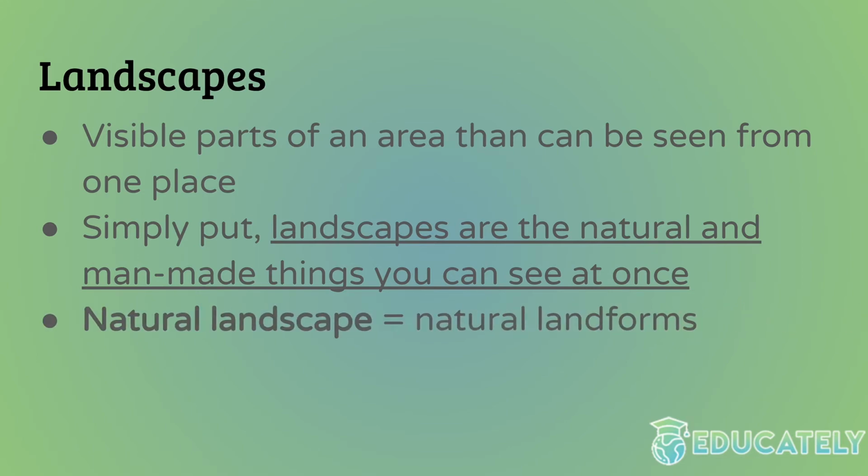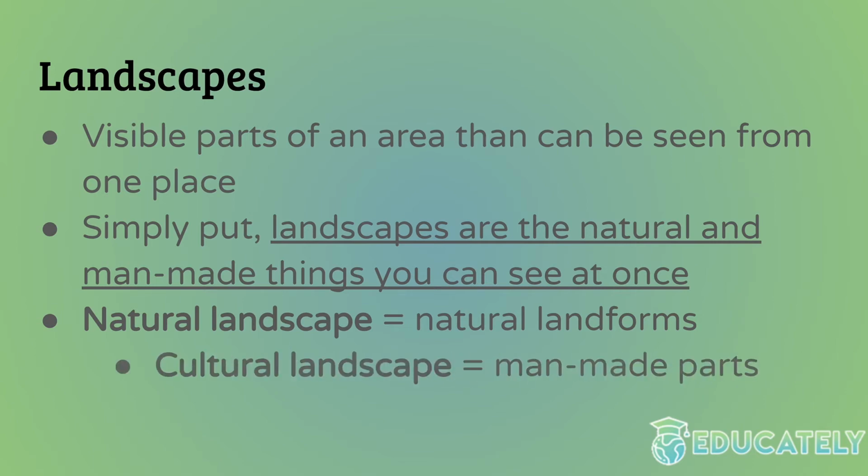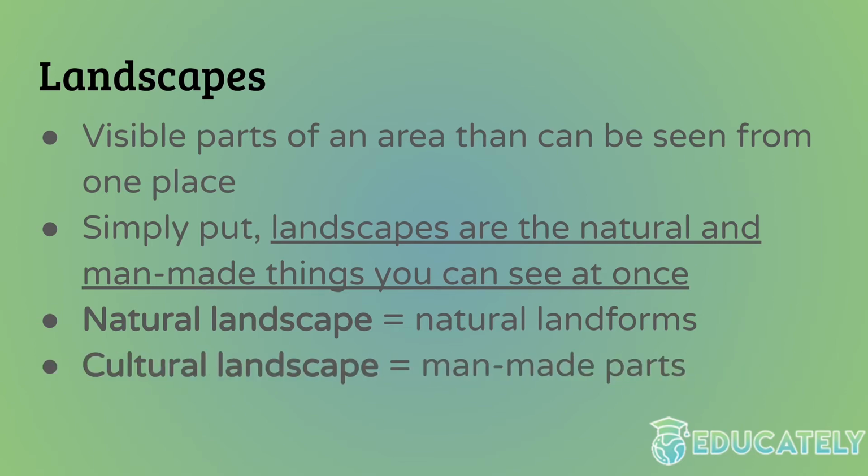First one is called natural landscape. It's basically the natural landforms, so the things created by nature that are there. You can also talk about the cultural landscape, which is specifically the man-made and human-manipulated parts of what's around you. So if you went outside in your neighborhood, the houses would be a part of the cultural landscape.